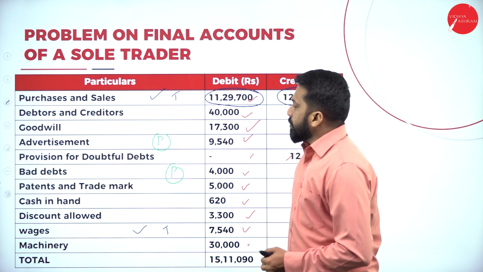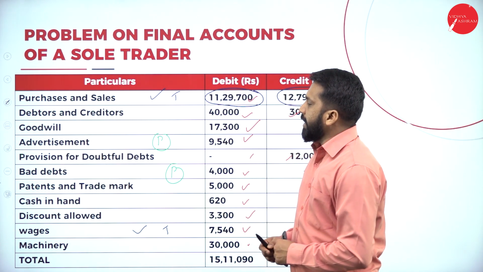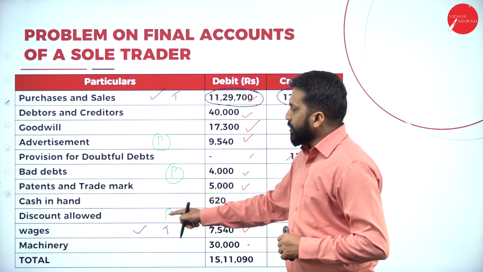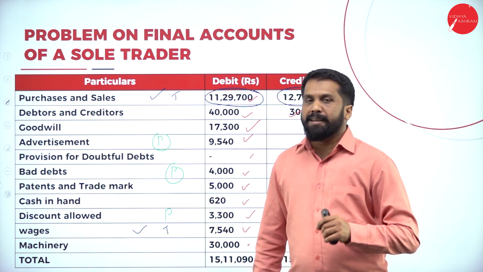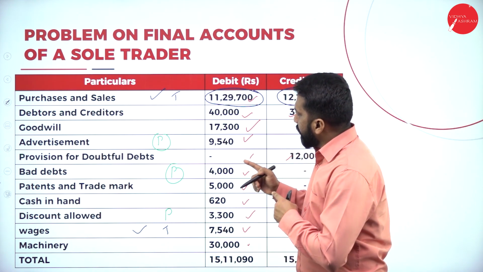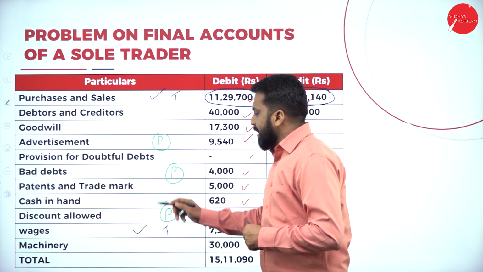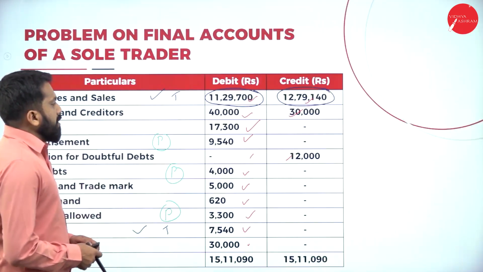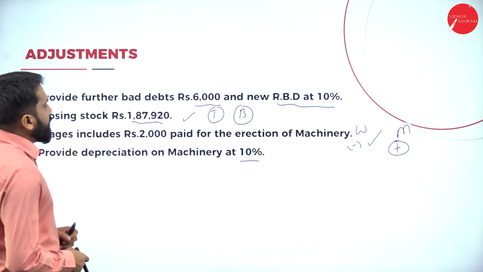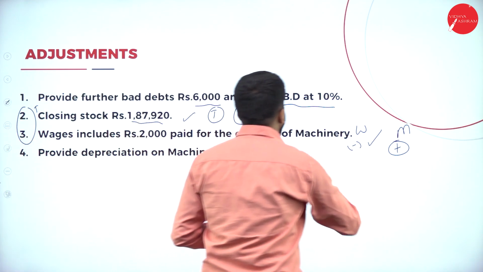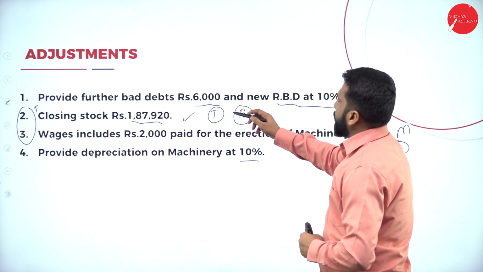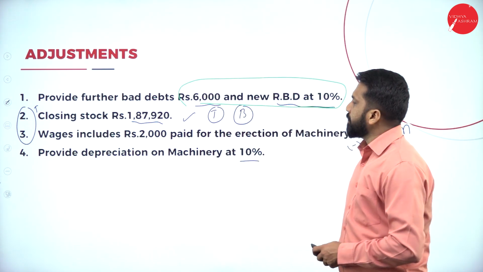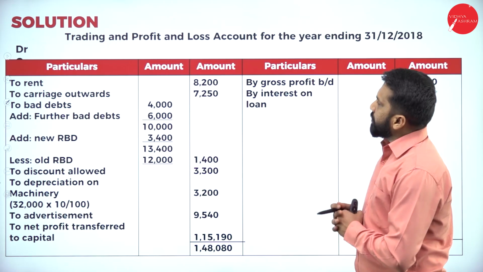Now, next, cash in hand, balance sheet, discount, P&L, wages over, machinery, it is balance sheet. Hope you understood this thing. Now, we will consider only profit and loss items. Before that, in the adjustment, do we have anything like wages? It is over. Provide, yeah, this one we will consider for P&L. We'll go one by one. So this is your P&L.